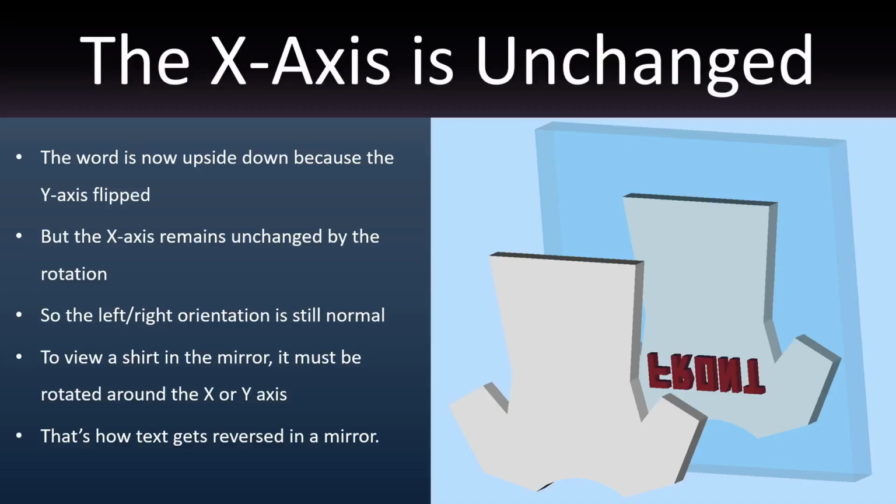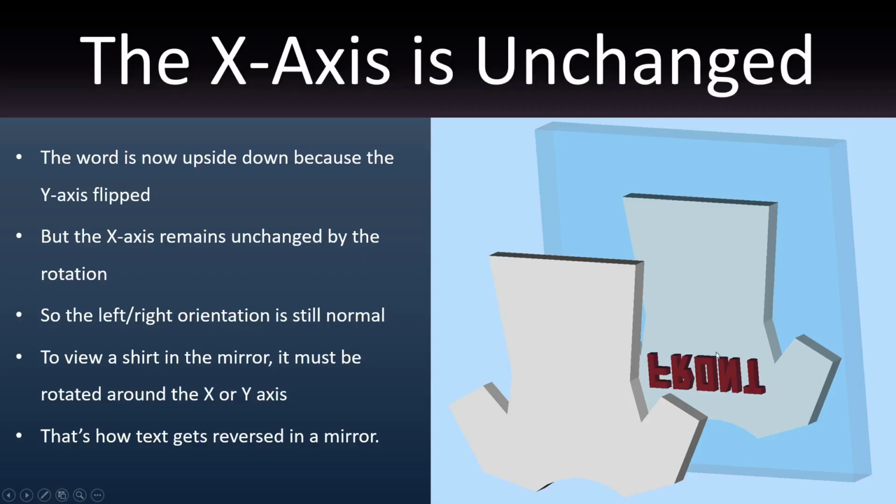The x-axis is unchanged. The word is now upside down because the y-axis flipped, but the x-axis remains unchanged by the rotation. And you can see here that the F is on the left side, R-O-N-T, just like normal. You read from left to right.